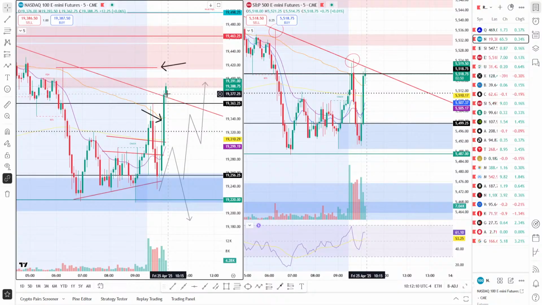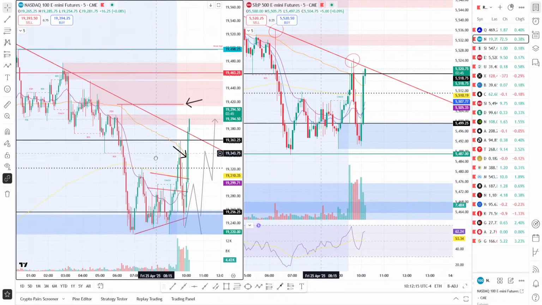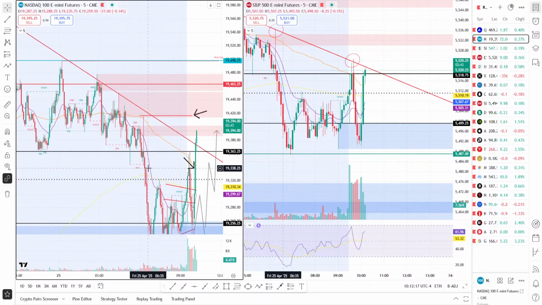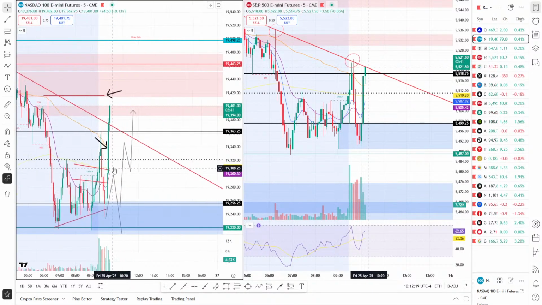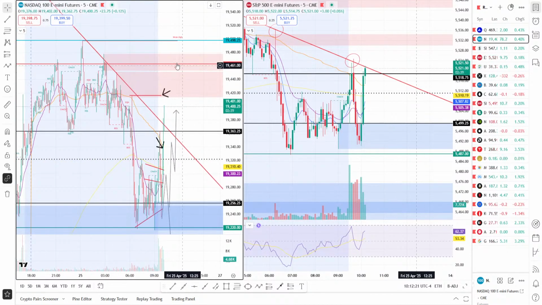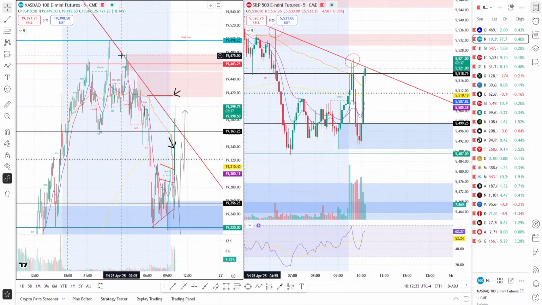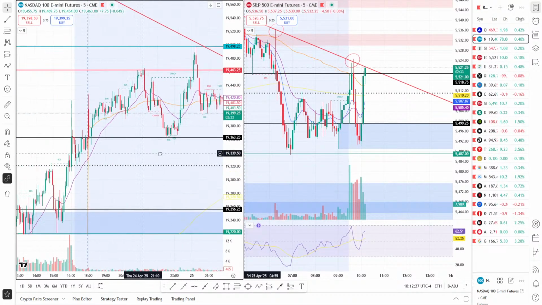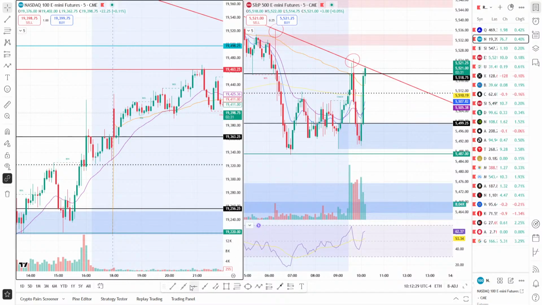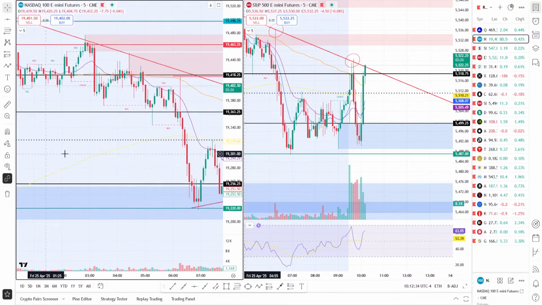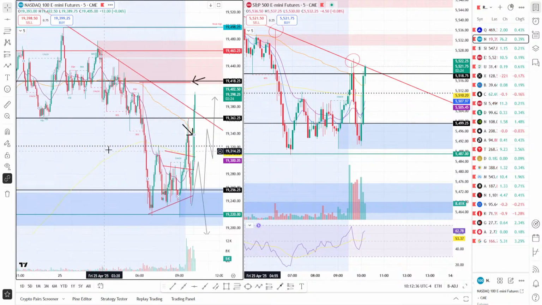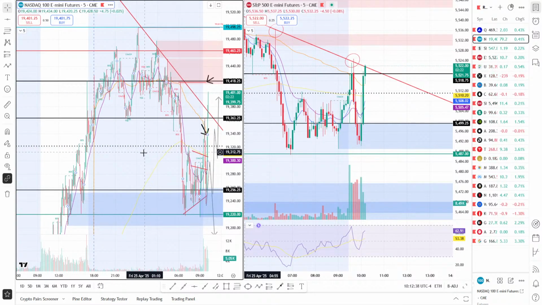There it is. It's still moving. We're almost there. I mean, we could rip all the way back up to the overnight highs. Yesterday's high was right here. That was yesterday's high, and we're past that.